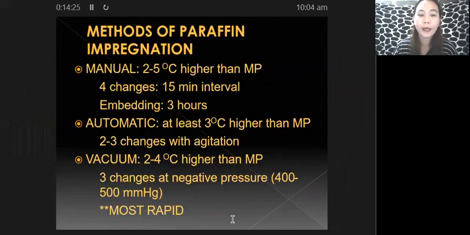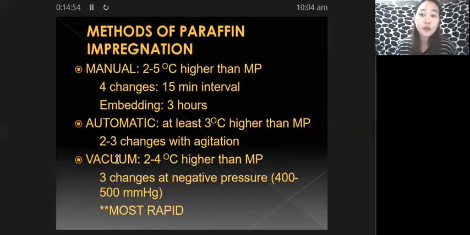Okay, let us move on to the last method. We have your vacuum method. So in the vacuum method, the required temperature is 2 to 4 degrees Celsius higher than the melting point of the wax, okay? And infiltration is done using 3 changes of melted paraffin, and it should be at a negative pressure. That is the reason why we refer to it as your vacuum method.